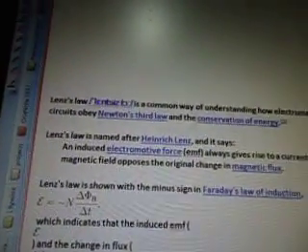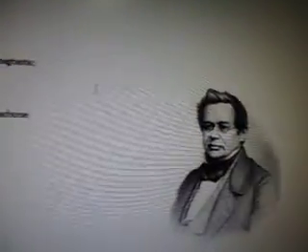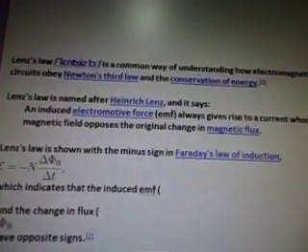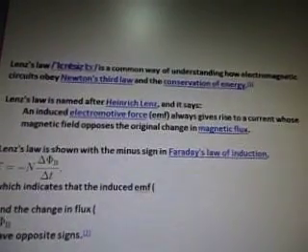Lenz's law is named after Heinrich Lenz. This is Heinrich Lenz there. And it says an induced electromotive force, EMF, always gives rise to a current whose magnetic field opposes the original change in magnetic flux. Lenz's law is shown with the minus sign in Faraday's law of induction, which indicates that the induced EMF and the change in flux have opposite signs.